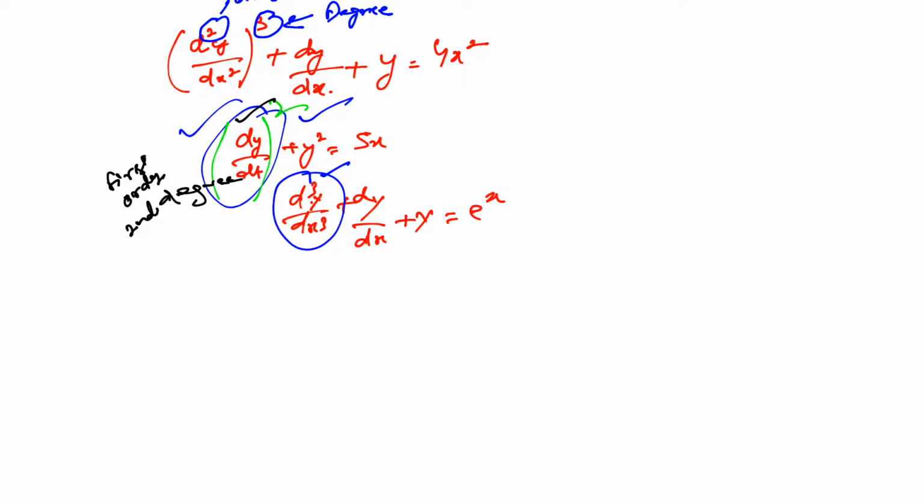Now let us take the case of this. In this case we can see that the order is 3 and the degree in this case is 1. Now let us take another example. Let us suppose that we have this system.